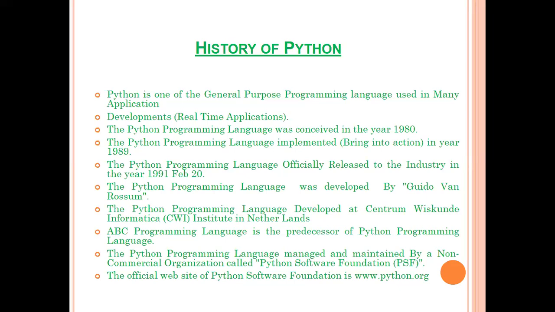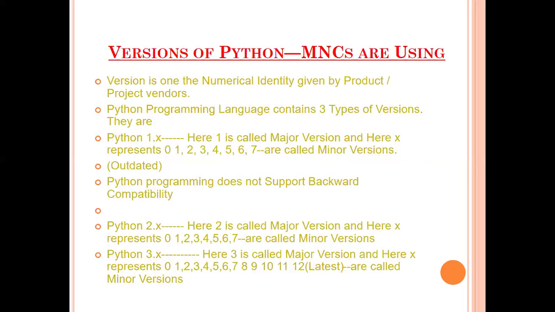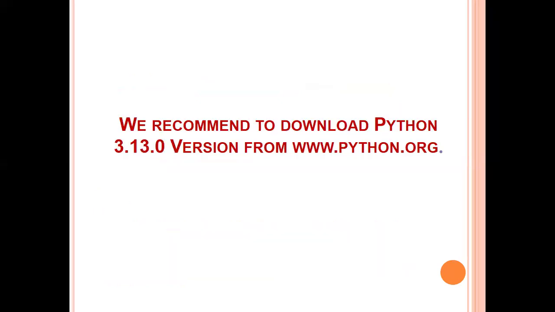Now, if we talk about the versions of Python which MNCs are using, we have three major versions: one is the major version, two is the major version, and three is the major version. After the decimal point, values like 0.x, 0.1, 0.3, 0.4, 0.7 are the minor versions. Python 1.x is outdated nowadays, but some of the MNCs are still using Python 2.x and so on. Python 3.13 is the latest version. So I request you all to go to Python's website, www.python.org, and download 3.13.04.